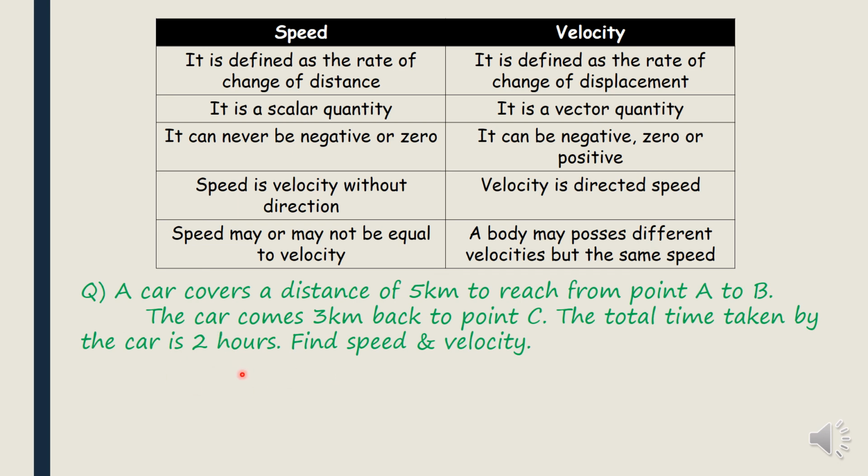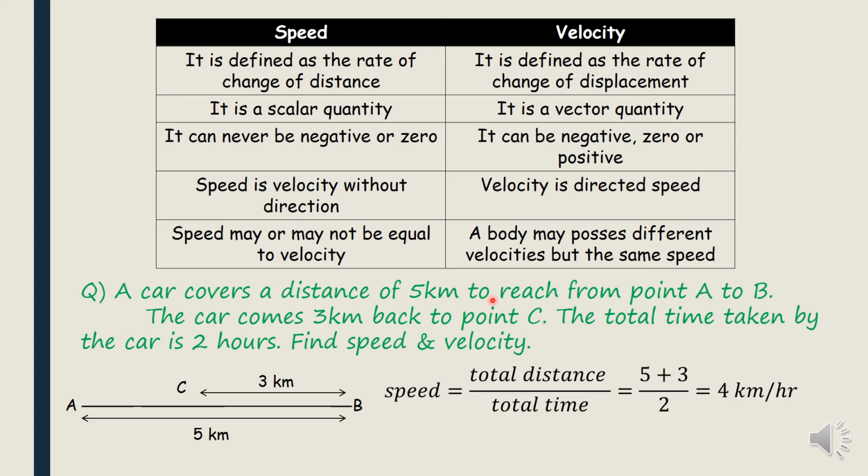Now find the speed and the velocity. Now we need to find what is speed and what is the velocity of the car. So it's like this. पहिला A देखि B पुग्नुको लागि 5 किलोमिटर गयो गाडी, हैन, B मा पुगेपछि फेरि 3 किलोमिटर ब्याक आयो point C मा. Now we need to find the distance and the displacement. Not distance, displacement. We need to find speed and velocity.